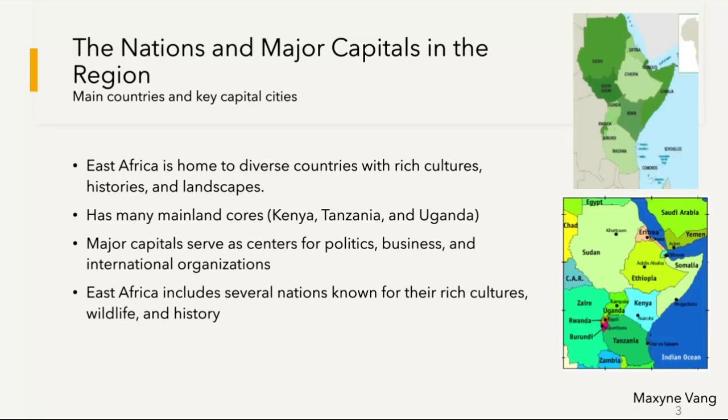Their major capitals, like Nairobi in Kenya, Dodoma in Tanzania, and Kampala in Uganda, are important centers for government, business, and international organizations. Nairobi, for example, is home to the United Nations office in Africa. East Africa includes several nations celebrated for their tradition, wildlife, and long histories, making it one of the most fascinating and influential regions on the continent. And the picture I have shows the major capitals in the region of East Africa.